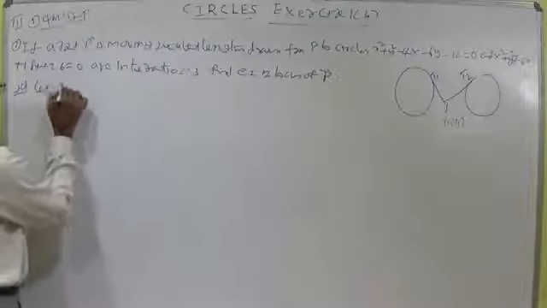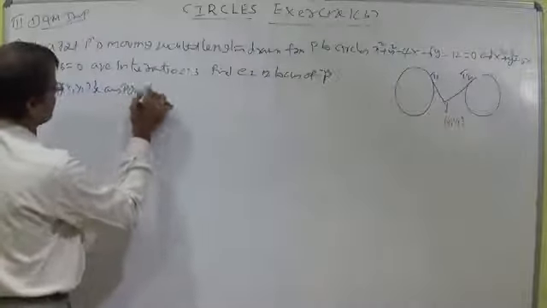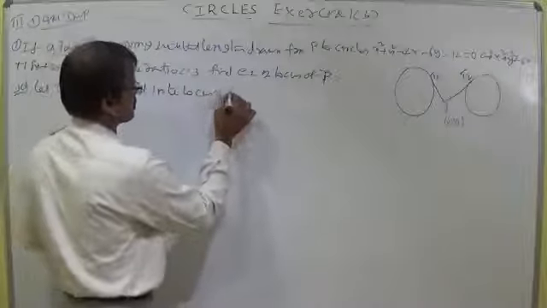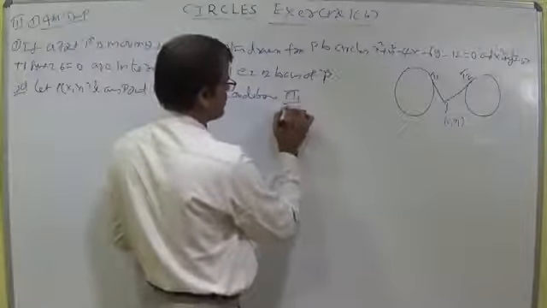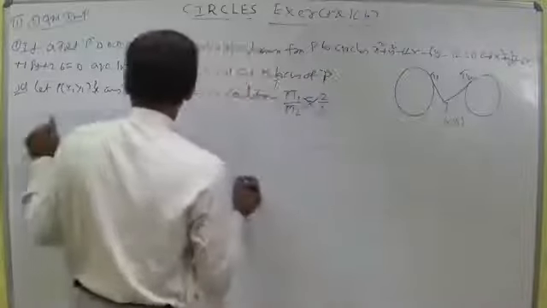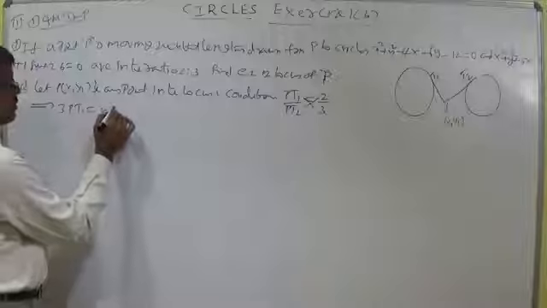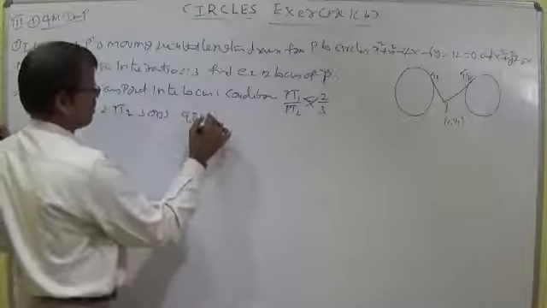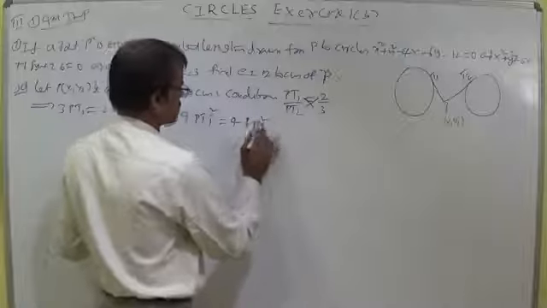Solution: let P(x1, y1) be any point in the locus. Already we learnt this in first year. Next, the condition: PT1 by PT2 is 2 by 3, where T1 is the tangent point. By cross multiplication we can write 3PT1 equal to 2PT2. By squaring both sides, we get 9PT1 square is equal to 4PT2 square.